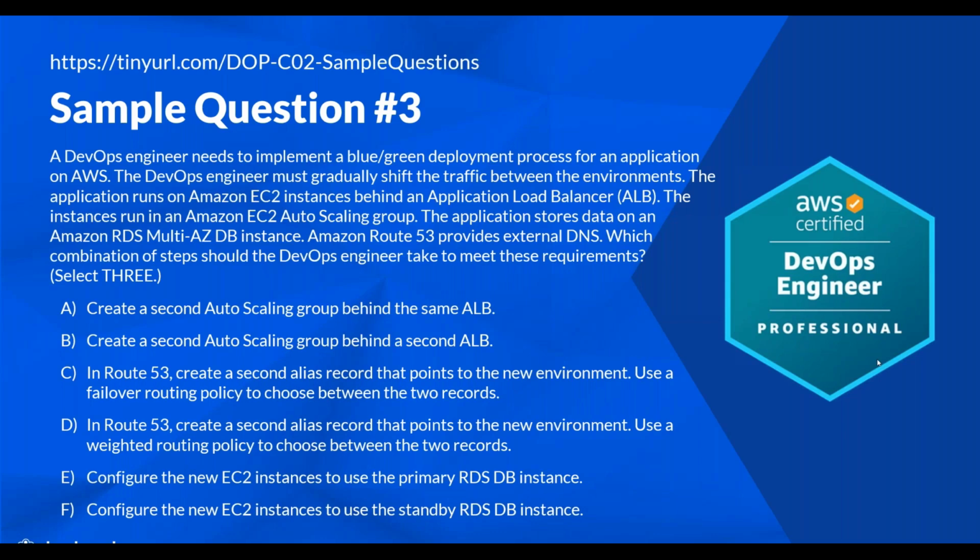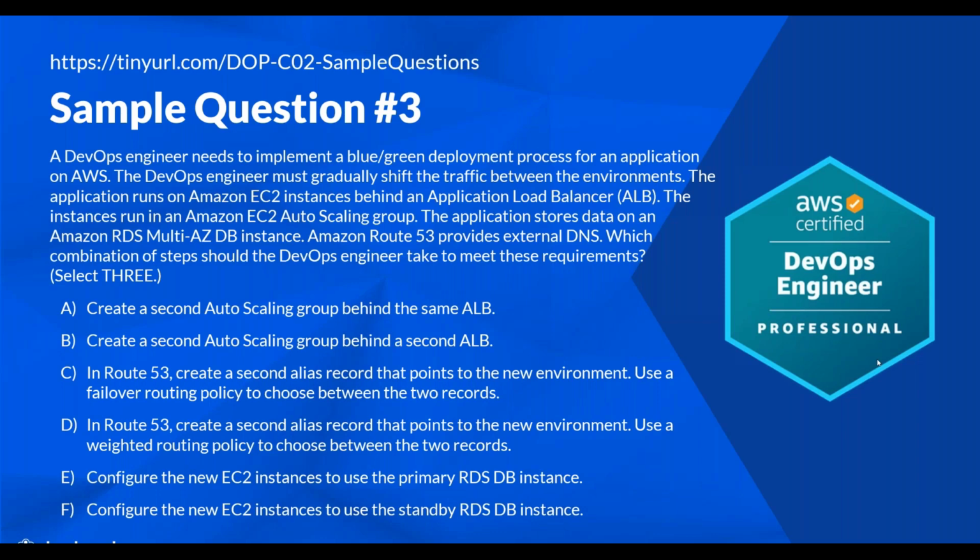Awesome. So now we know we're going to choose B, we're going to choose D. So now it's between E or F for our third choice. Are we going to configure the EC2 instances to use the primary RDS instance or the standby one? And for this one, you're going to need to know what a standby RDS DB instance is and what it allows and does not allow you to do.